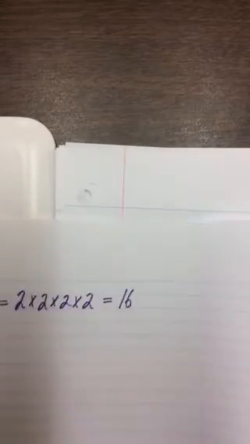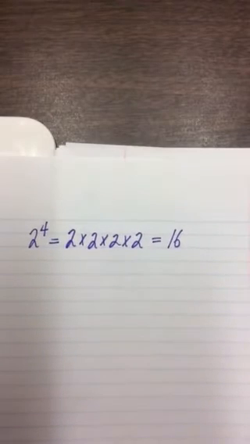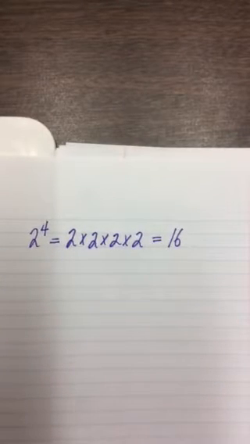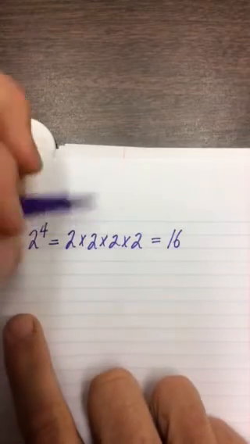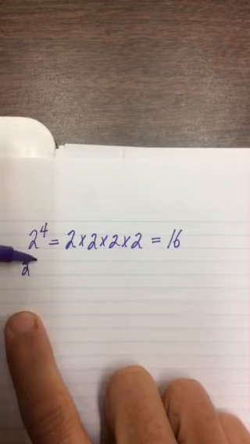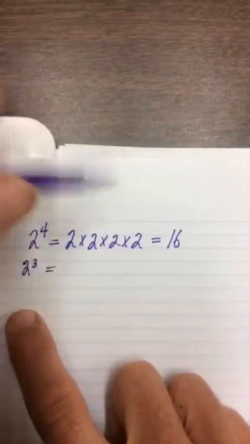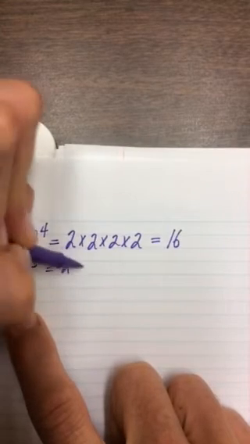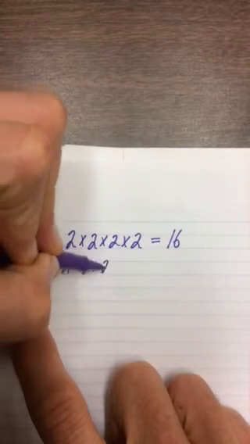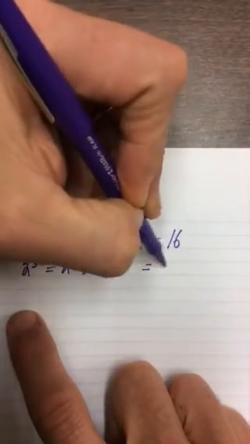So we're going to start out with this example. Here we have 2 to the 4th power, which is actually 2 times 2 times 2 times 2, and that equals 16. We're going to look at some patterns that happen as we move to smaller exponents. So let's go to 2 cubed, or 2 to the third power. 2 to the third power is actually 2 times 2 times 2, which is equivalent to 8.